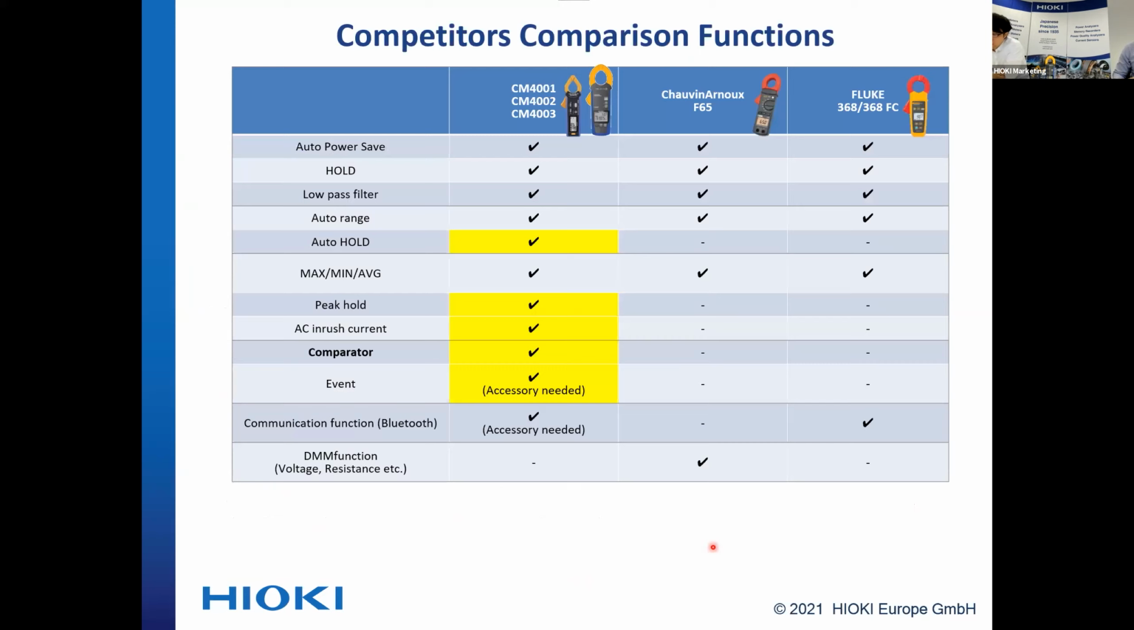Okay, so let's compare to the competitors' products. Here are Carbions and Fluke 368. So this is the function comparison. HIOKI has many other attractive features, especially the comparator function, which is very important for leakage current inspection to notice quickly if there is a leakage current or not.